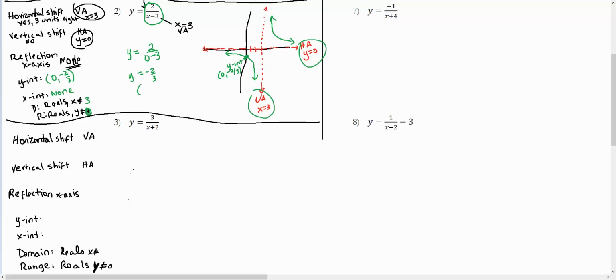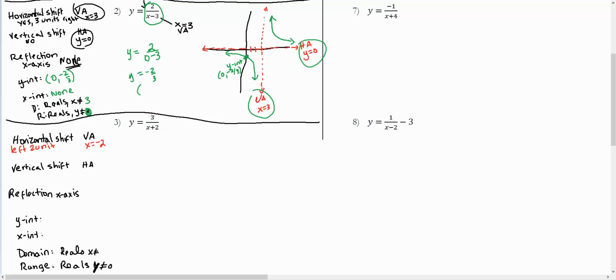All right, for number 3, when you look at this one, you start asking yourself, do I have a horizontal shift? And yes, you do. Look at the denominator. It says x plus 2. The plus 2 means that you move to the left 2 units. And that means that your vertical asymptote is x equals negative 2, right? You solve this for x. You set it equal to 0. x equals negative 2.